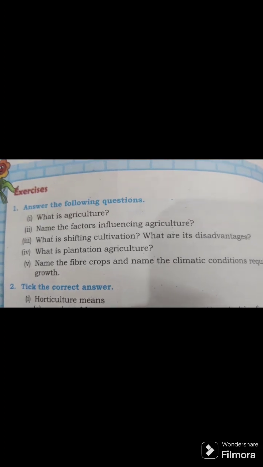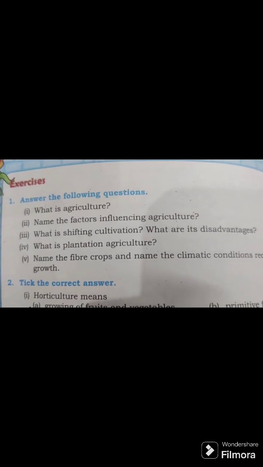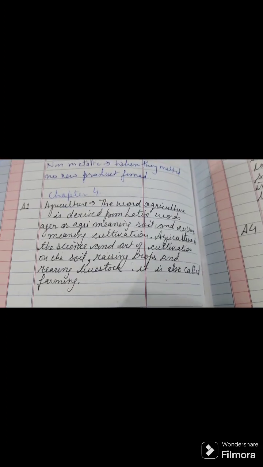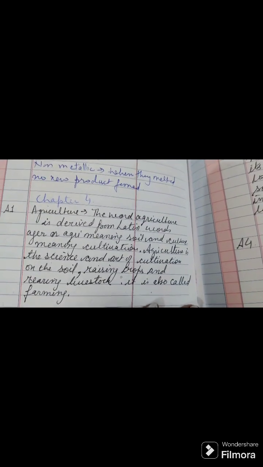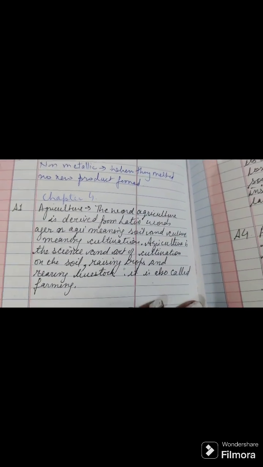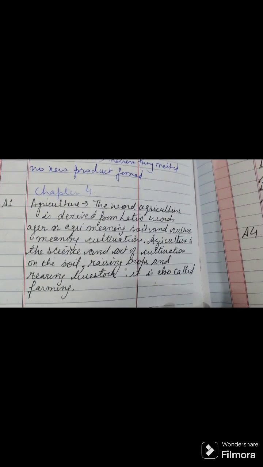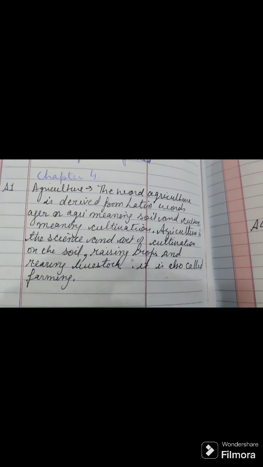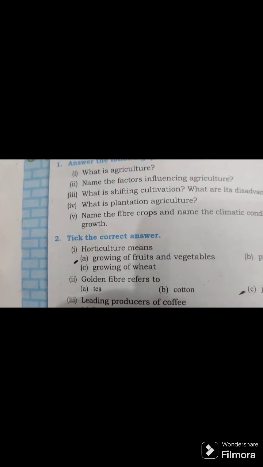Questions and answers of chapter 4. Question number 1. What is agriculture? Answer: The word agriculture is derived from the Latin words ager or agri, meaning soil, and culture, meaning cultivation. Agriculture is the science and art of cultivation of the soil, raising crops and rearing livestock. It is also called farming.